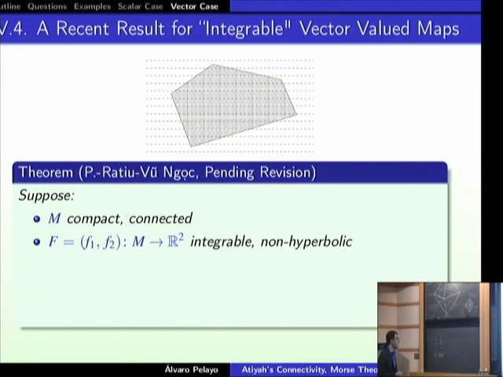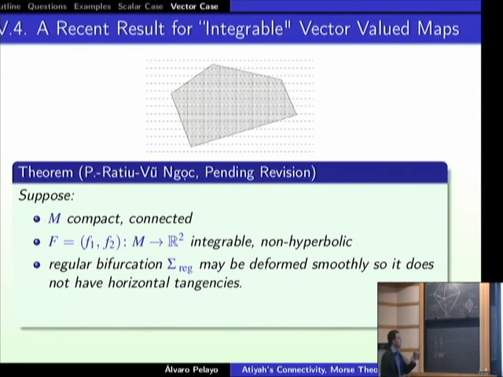Suppose that you have a manifold which is compact and connected, and suppose that you have a two-dimensional integrable system. So a system of this type I just told you, but just with two components. And suppose that you have non-hyperbolic singularities. Just think that you don't have things that look like the hyperboloid. Okay, let's just rule out this case.